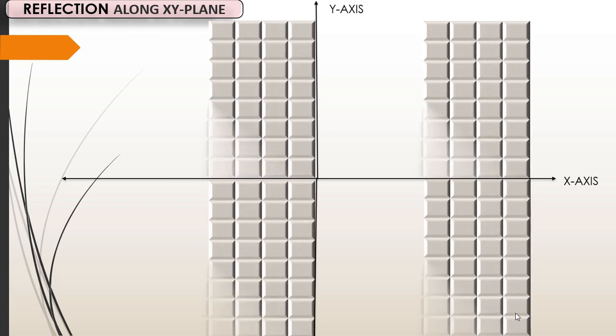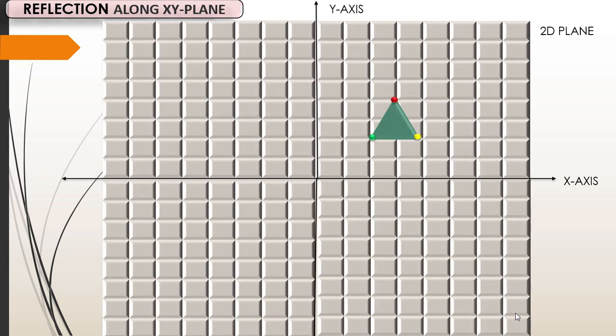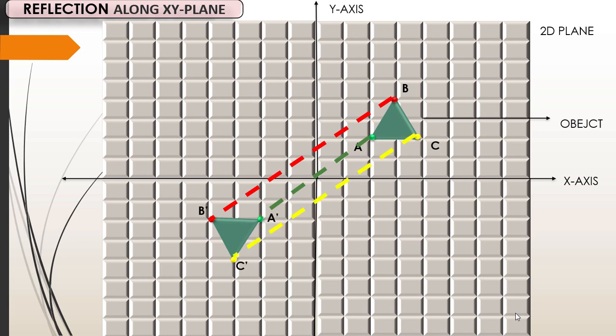Now let us see a diagrammatic representation of reflection along the xy plane. So this is the x-axis, this is the y-axis, this is the 2D plane and the object. Now we need to perform reflection along the y-axis of an object which is having vertices a, b, c. So as we have seen, both the coordinate values of all the pixels of that object are going to be negative. So it will get reflected in this way. So a dash will become like this, b dash will become like this, and c dash will be like this.